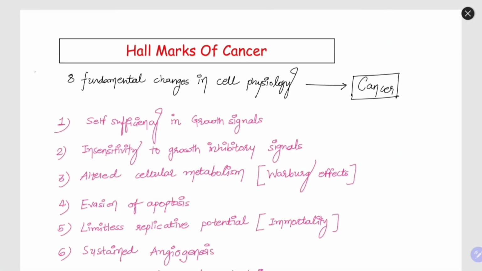Guys, welcome to Biopsy. Today we are going to discuss tumor suppressor genes, the RB gene and the TP53 gene. But let's first revise the hallmarks of cancer.